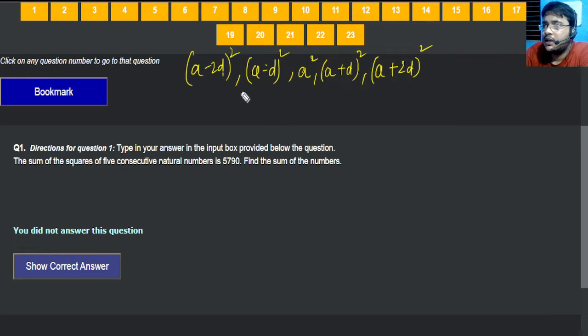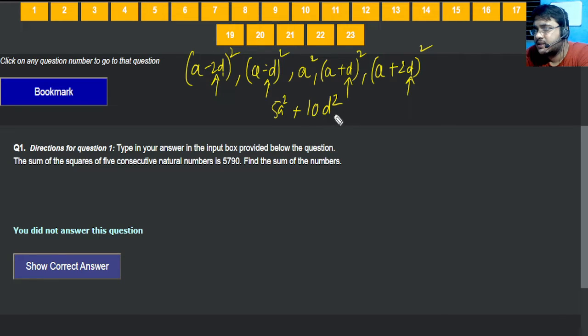The problem that you will arrive at is, this will give me a 4d square, this will give me a d square, this will give me a d square, this will give me a 4d square. So 4, 5, 6, 10. So 5a square plus 10d square is equal to 5790. Now the problem with this is, I have two variables a and d, and that too in the squared terms. So if you are able to think so much, that's fine.